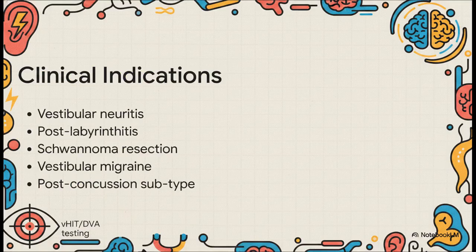And that leads us to the specific diagnoses that actually fit this profile. Patients with things like vestibular neuritis, post-labyrinthitis, and schwannoma resection benefit the most. It's also a strong indication for the post-concussion vestibular subtype and even vestibular migraine. But, and this is a big but, provided you actually confirm the hypofunction. You absolutely must confirm the side and degree of the deficit first. Do a bedside head impulse, a DVA test, or ideally a VHIT. Gaze stabilization training is highly mechanism specific. If they don't have measurable gaze instability, they rarely need it.